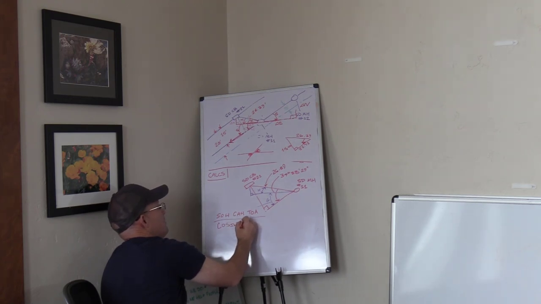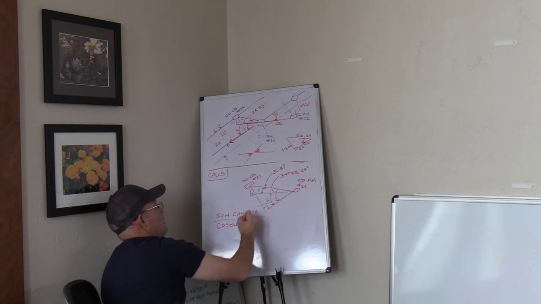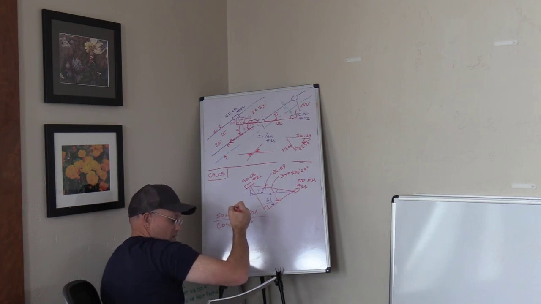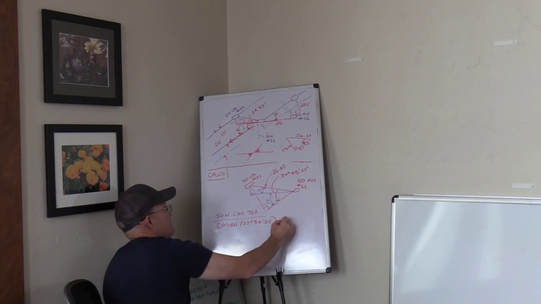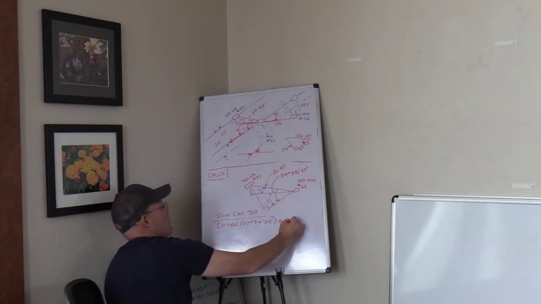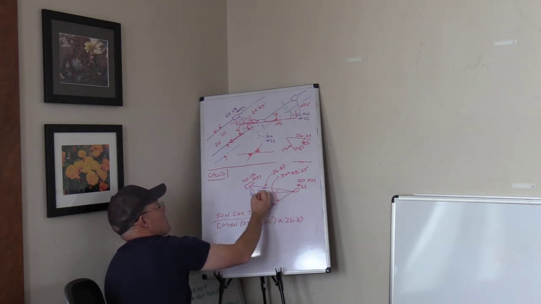Of that angle H, which was 17 degrees, 34 minutes, 21 seconds. I erased it, but I have it written down. If you take the cosine of that times 26.39, the hypotenuse, you're going to get the value of this side here, which is our change in easting.